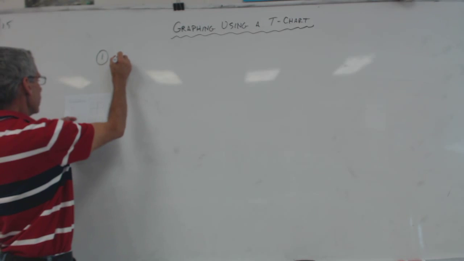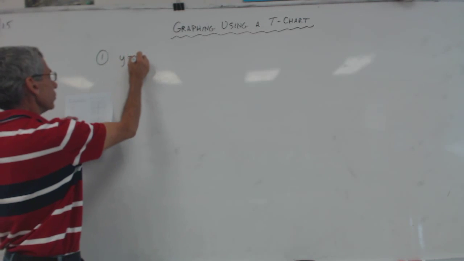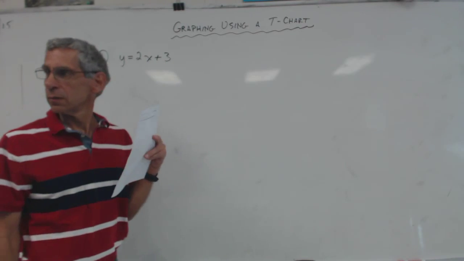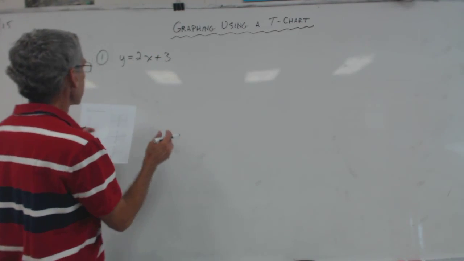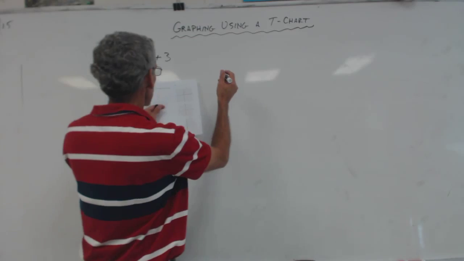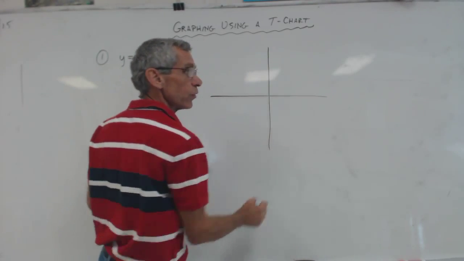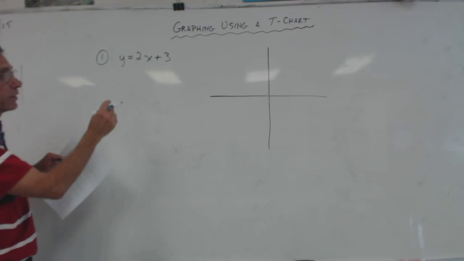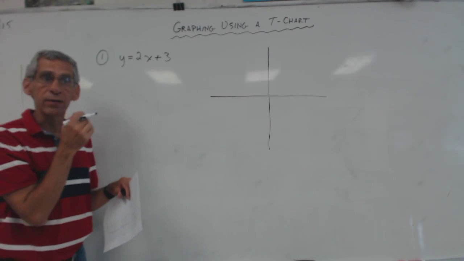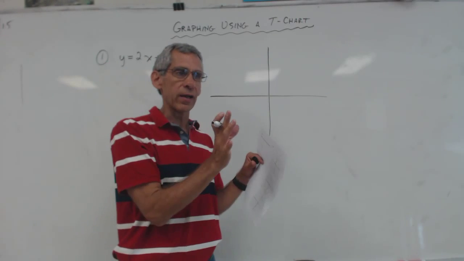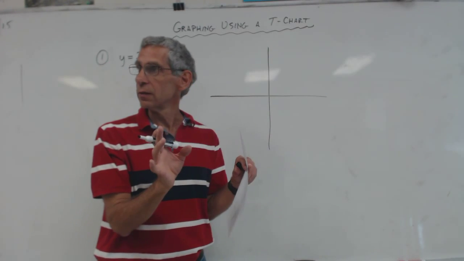It says graph, using a T-chart, y is equal to 2x plus 3. Okay, so here's my graph. But before I can actually do anything, I actually have to do a T-chart. Cassius, I'm going to back up just a second and show you guys something.